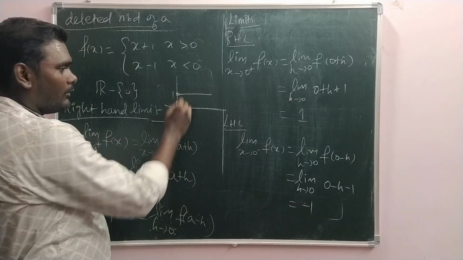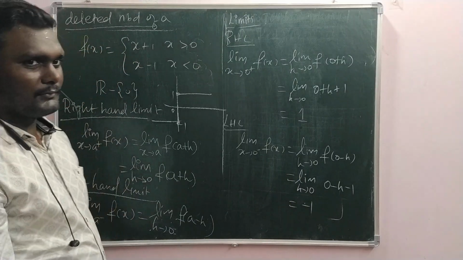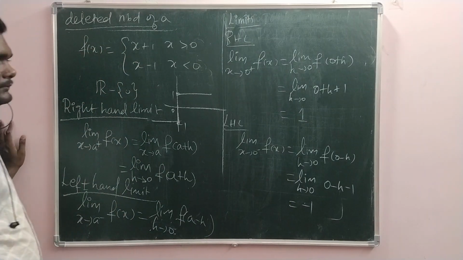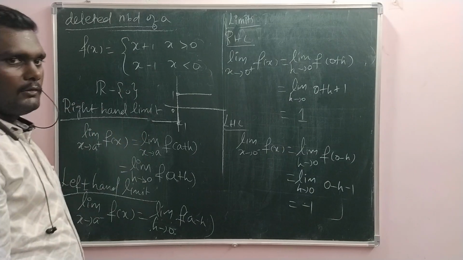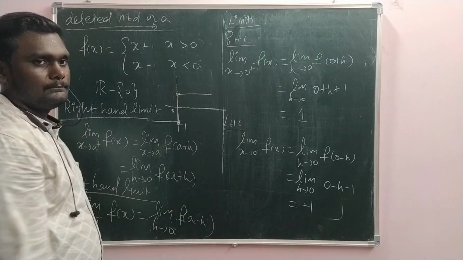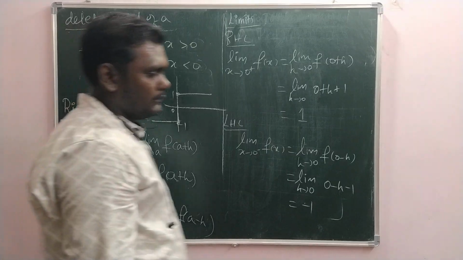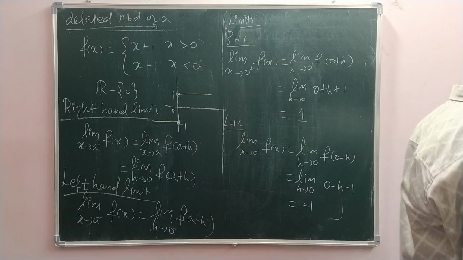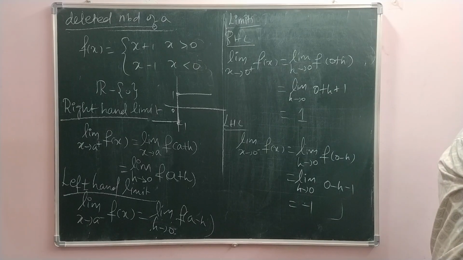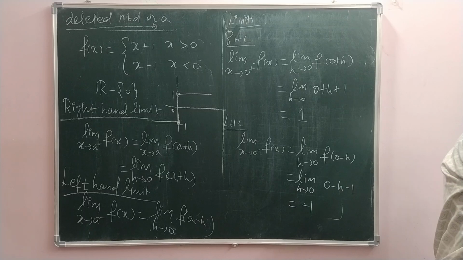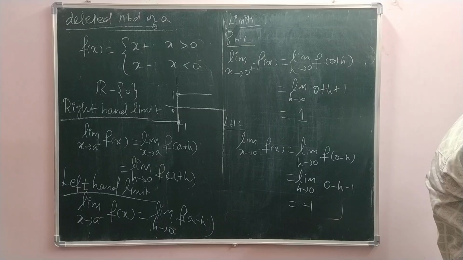Whether they are going to a particular destination or it is scattered around. Particular destination, okay, but they are not meeting. It should be the same point. So the left hand limit and the right hand limit should be equal. Otherwise, we say the limit does not exist.